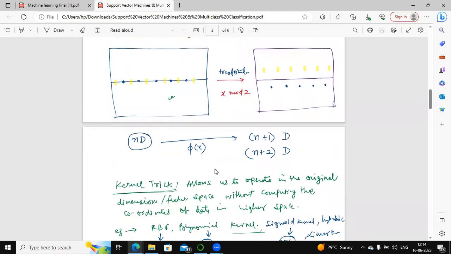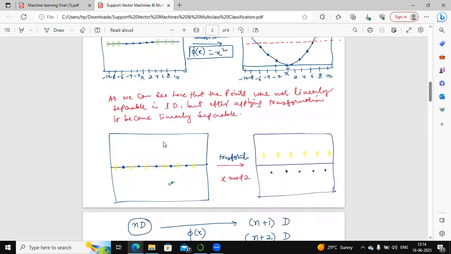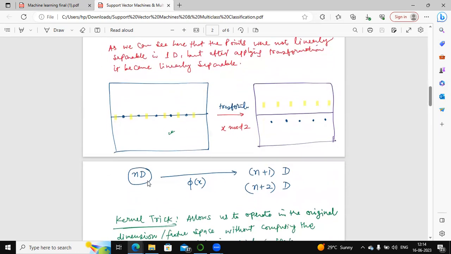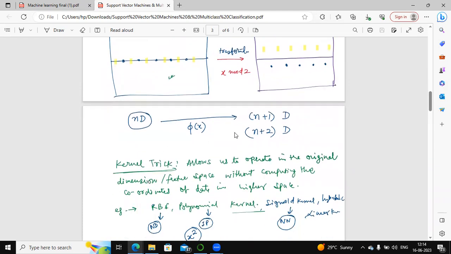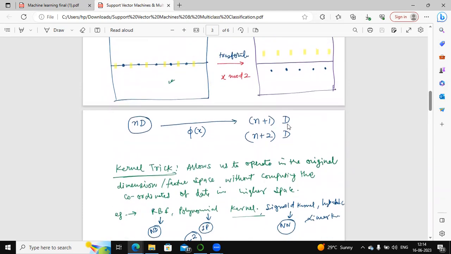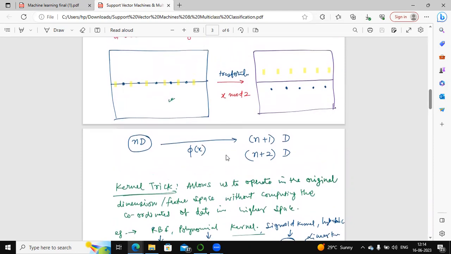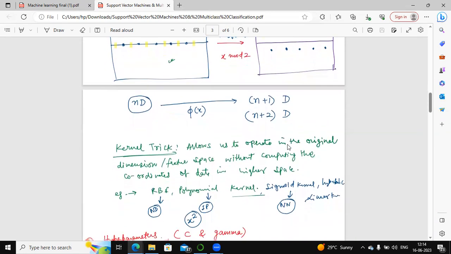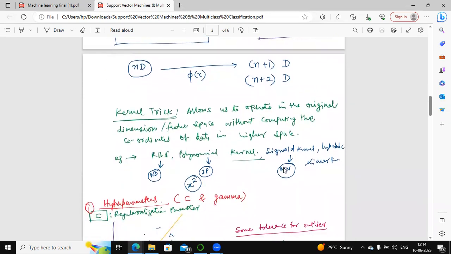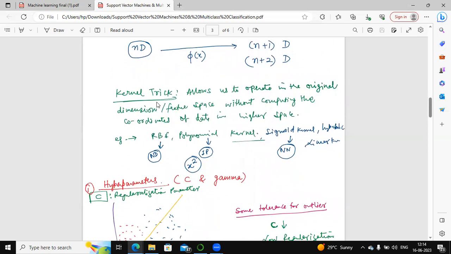Okay. So what we have done till now in kernel trick is that when we have n dimensions, we have done a transformation technique and moved to n plus one dimension. Or if we had not been able to get the answer even in n plus one dimension, we should have moved to n plus two dimensions. This is what we have to do. So let me give a brief of kernel trick.